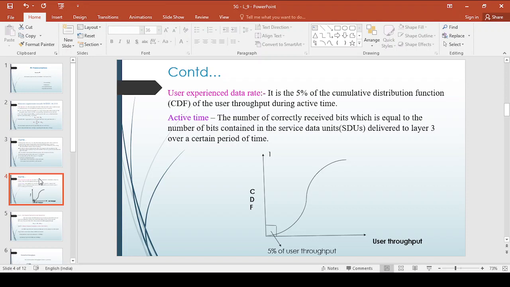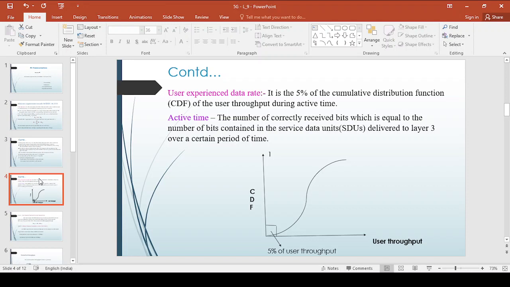We have already seen this term under lecture 3. We have seen different terminologies under lecture 3 or lecture 4. Again I am discussing this. Now, user experience data rate. It is nothing but the 5% of the cumulative distribution function of the user throughput during active time.